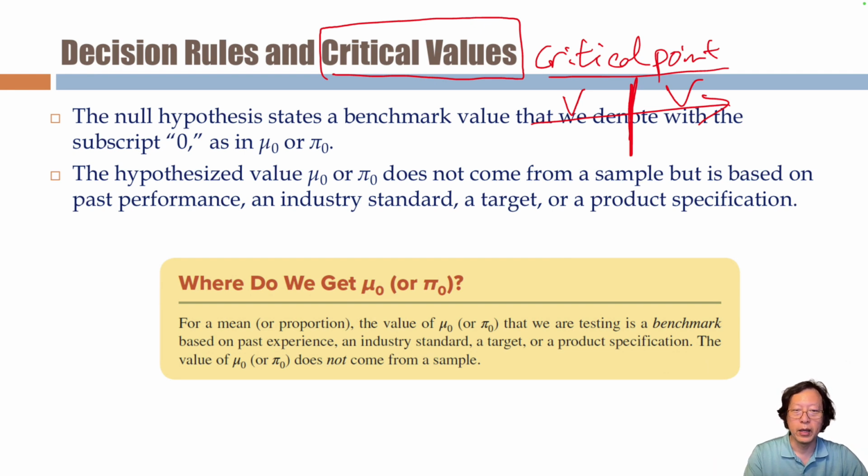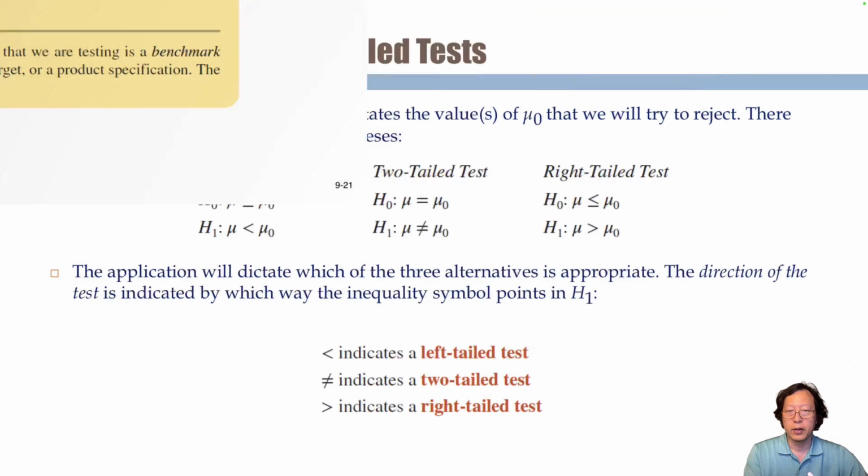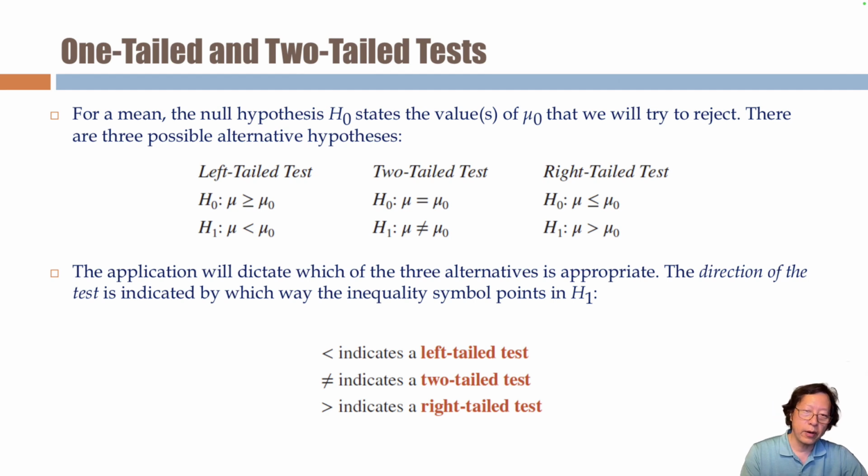It can be different. The null hypothesis states a benchmark value, denoted with a subscript 0. It's mu 0 or pi 0. This is usually the benchmark, so it's not calculated. These are the given numbers. So far we have talked a lot about rejecting hypotheses, but we will see an example soon, and then you will see what I'm talking about.